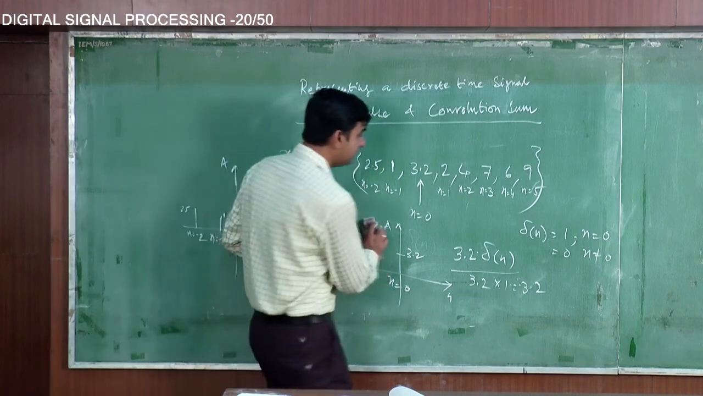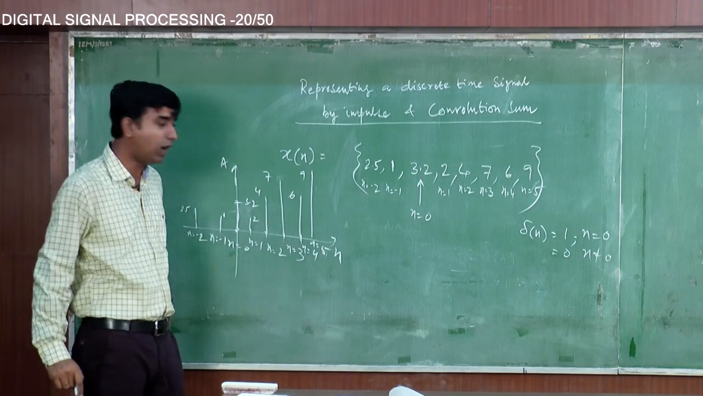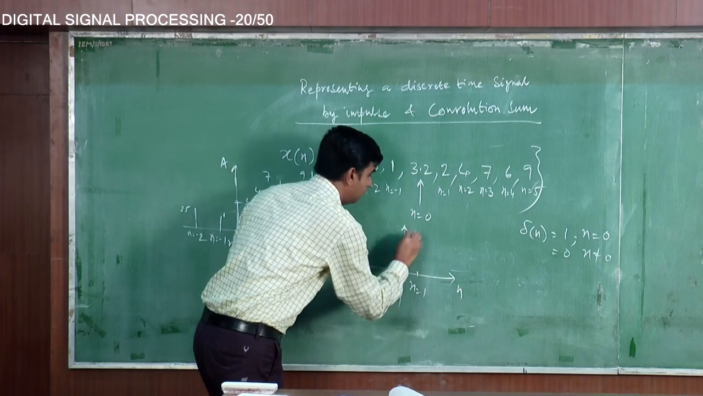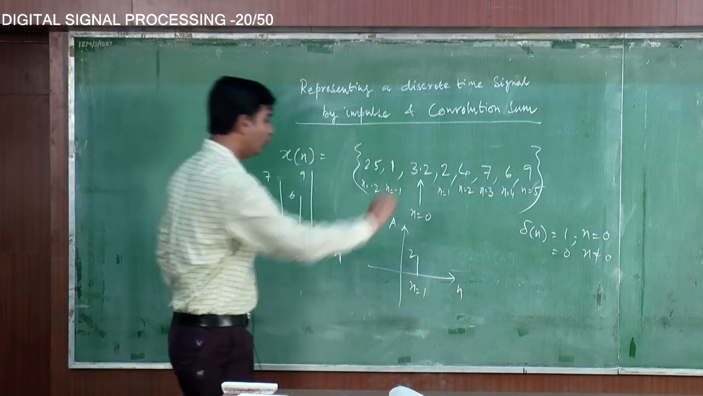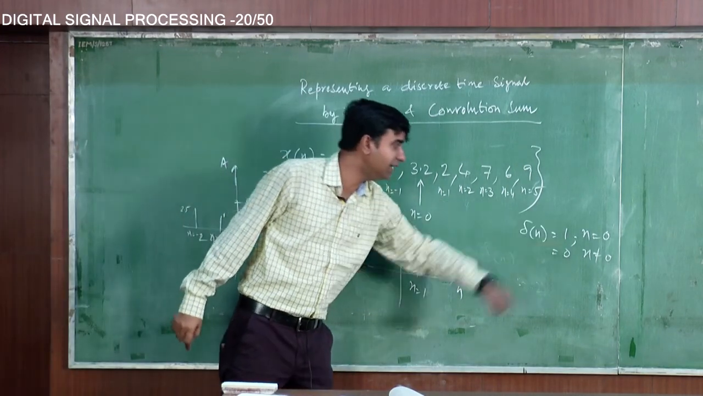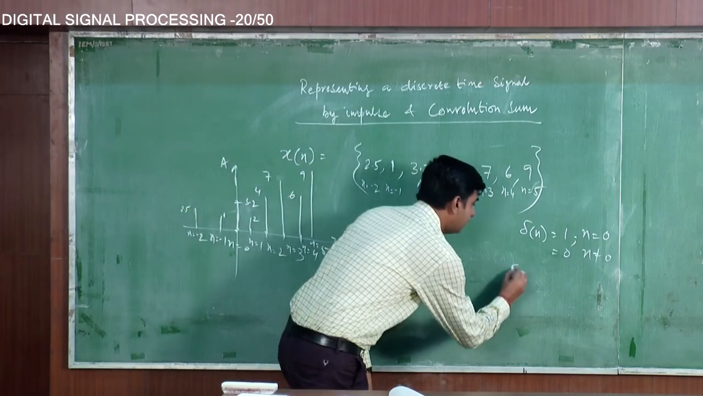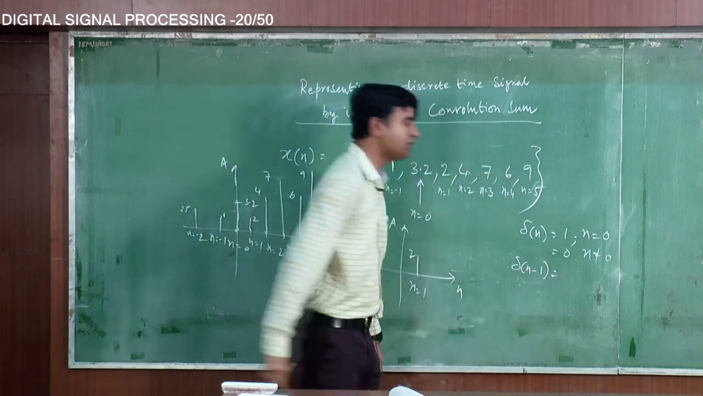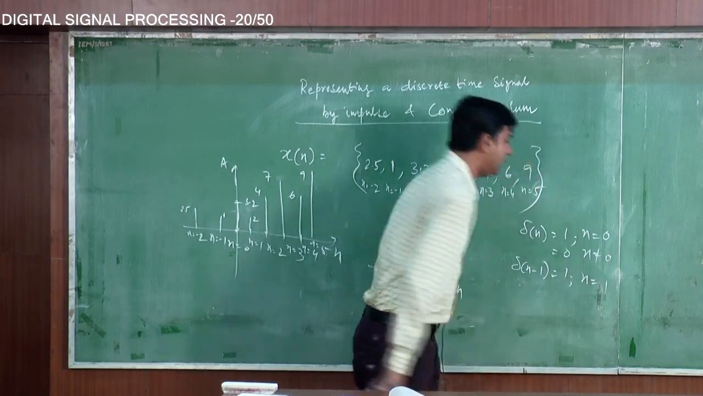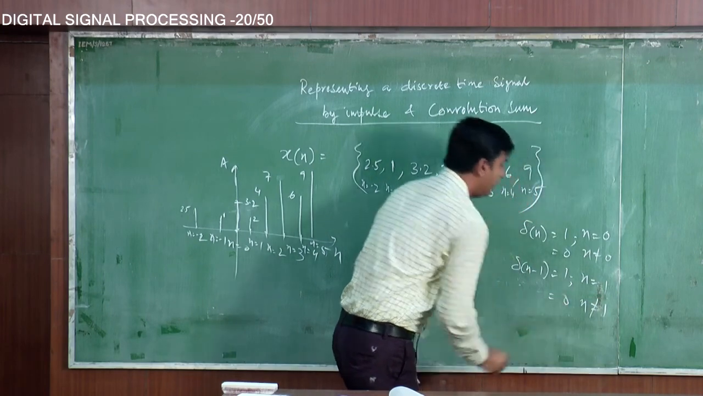Now, if we consider the next signal, which is at n equal to 1, the signal amplitude is 2, right? Now, by definition δ[n] is 1 at n equal to 0 and 0 at all other instants. If I write δ[n-1], according to this definition it is 1 only at n equal to 1, and other than n equal to 1 this value is 0.